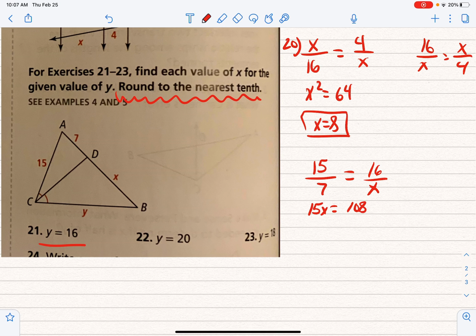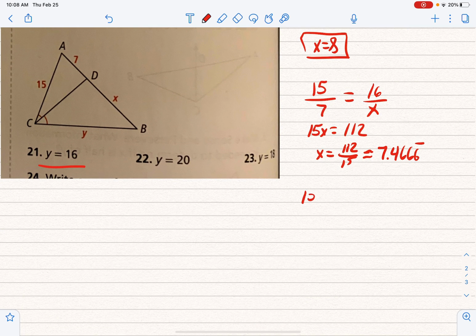Which I think is 108. No, that's not right. It's 112. And so therefore, x is equal to 112 divided by 15. If you did that on a calculator, I'm not a big fan of rounding things off, but that's 7.4666 forever.